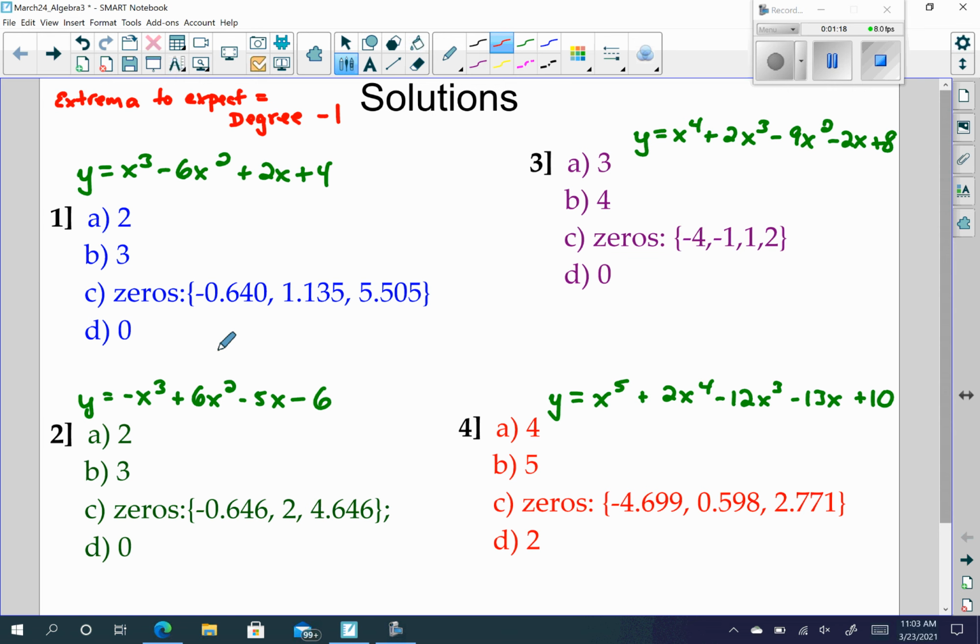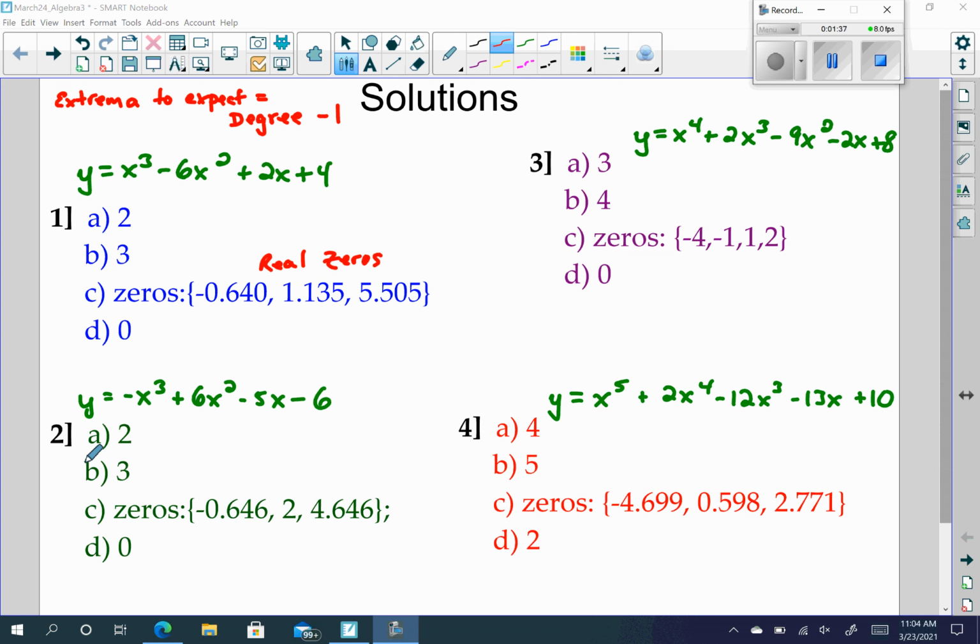And then D, how many of the zeros of the function will be imaginary? Well, we would expect 3 complex zeros. We got 3 real zeros. So what we have listed here, these are the real zeros. So the number of complex zeros minus the number of real zeros leads us to the imaginary. So 3 minus 3 would just leave us with 0.